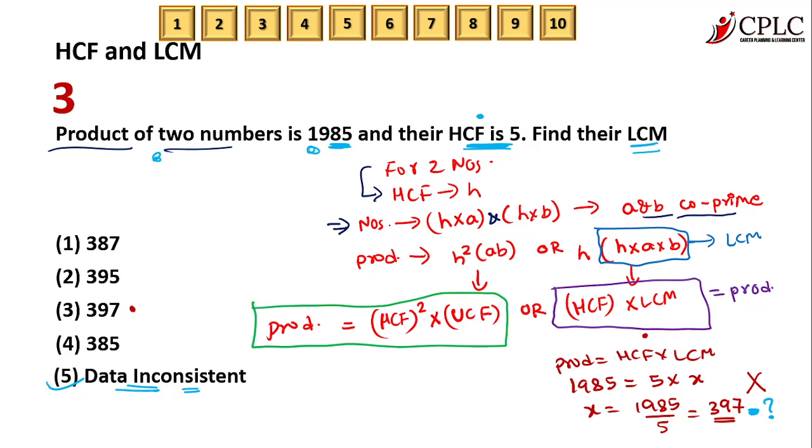Now, there is one more way to do that. Obviously, what we can do is we can use the second formula as well. So, the product was given as 1985 and the square of the HCF. Now, so we have to square 5, and we have to find out the LCF. Now, it turns out the square of 5 will be 25.